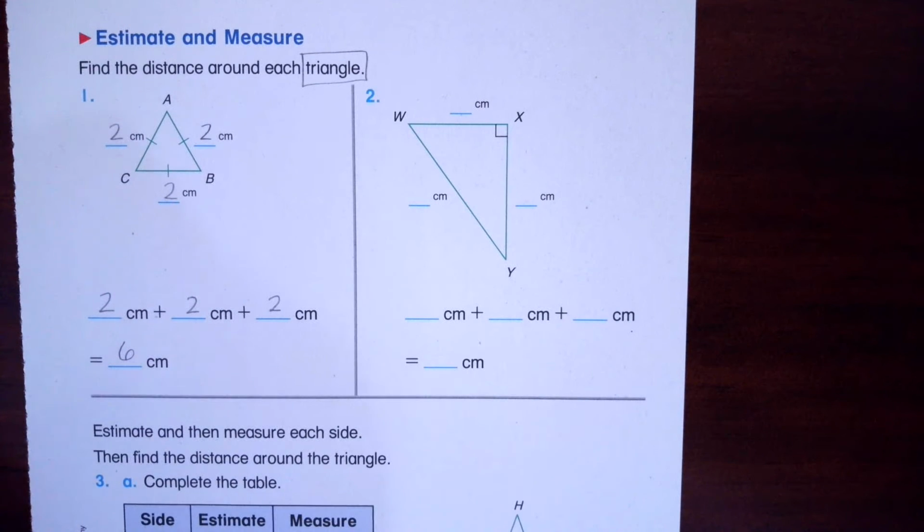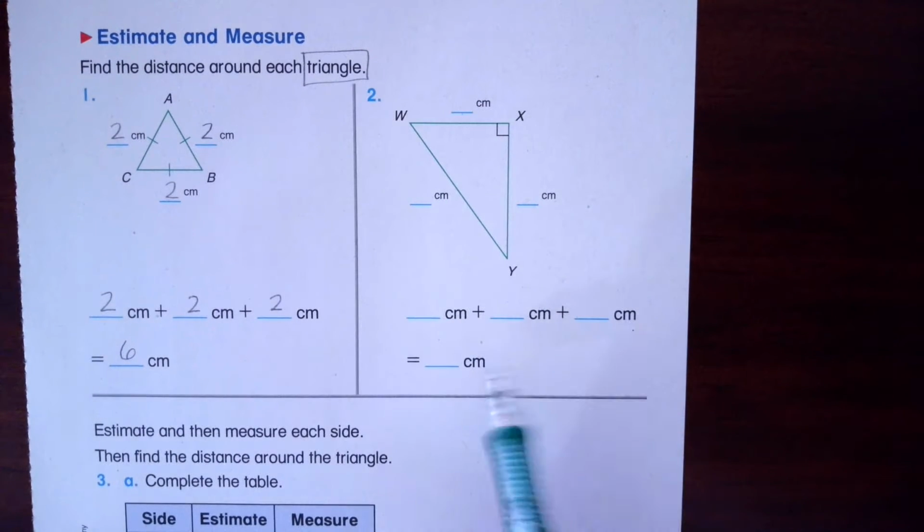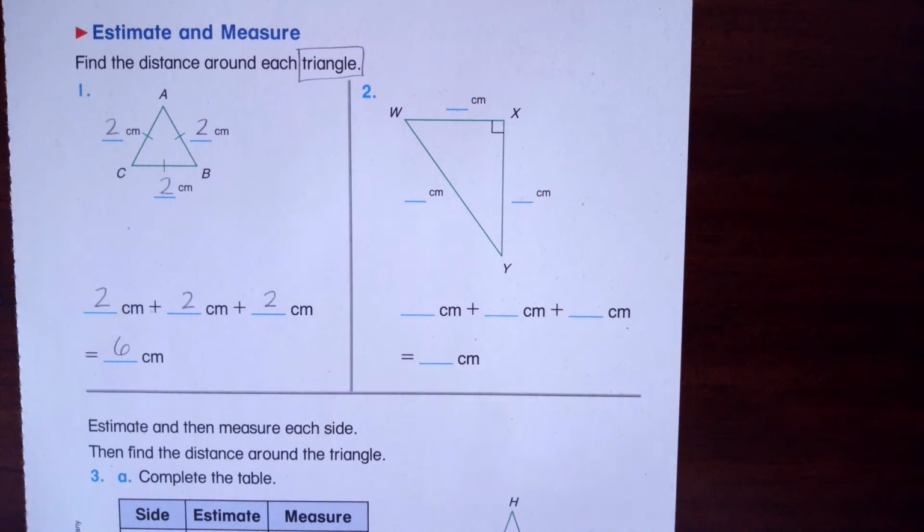All right, let's look at number 2. I would like you to measure number 2 on your own. Measure each one of those sides and then fill in your perimeter equation and solve. Pause the video.